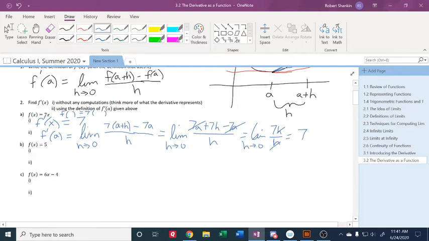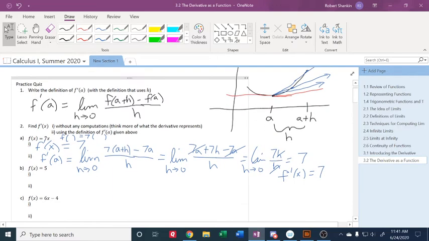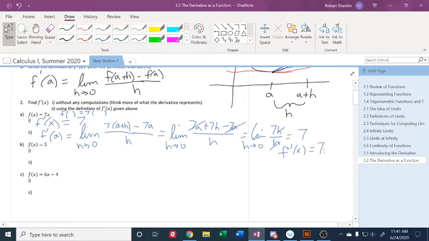Now that's f prime at a. But the a could be anything. It could even be x. And so it's the same as f prime of x equals 7. The derivative, as a function, and this is what we're going to be getting into in this section, is looking at, that's the title of today's lesson, the derivative as a function of x. F prime of x is always 7 everywhere for a line of slope 7.